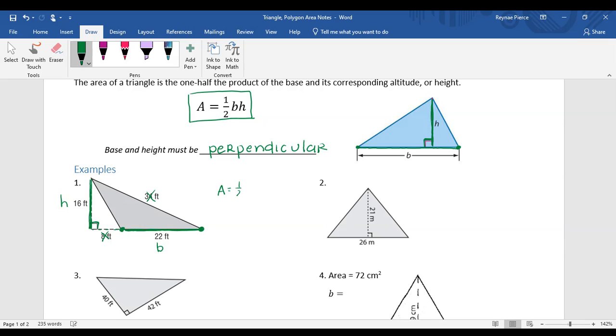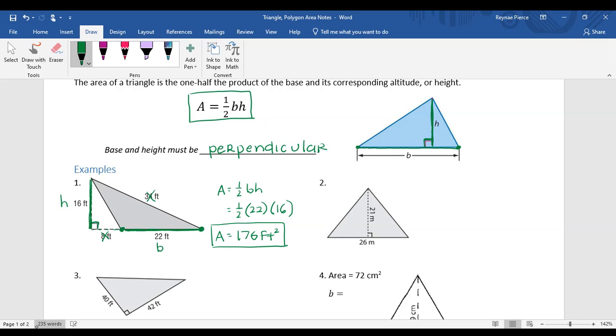So 1/2 base times height, I'm going to replace B with 22 and H with 16. I can multiply those straight across. So 1/2 times 22 times 16 means that the area of this shaded triangle is 176 feet squared.